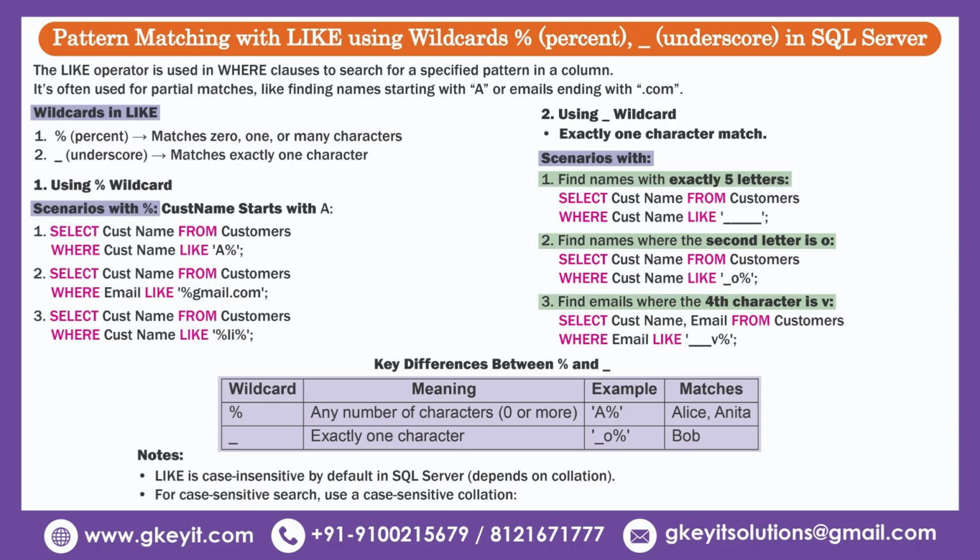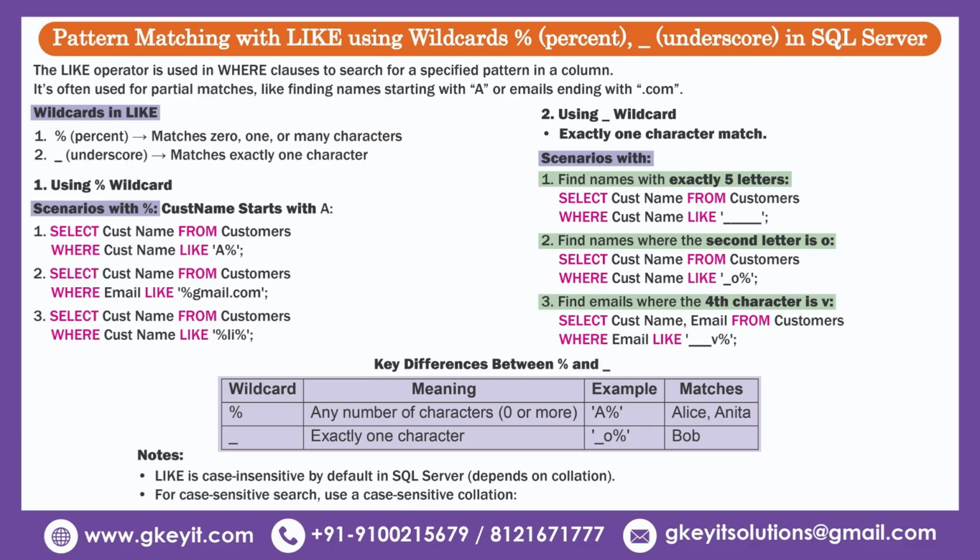And coming to the next scenario, by using the underscore, find names where the second letter is O. Here is a query, SELECT customer_name FROM customers WHERE customer_name LIKE '_o%'. In this scenario, the first underscore means the name starts with one letter, the next letter would be O, and the remaining letters you can fetch by using the %.